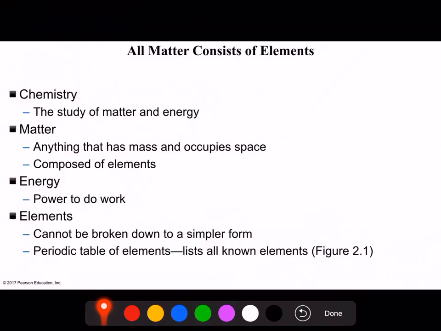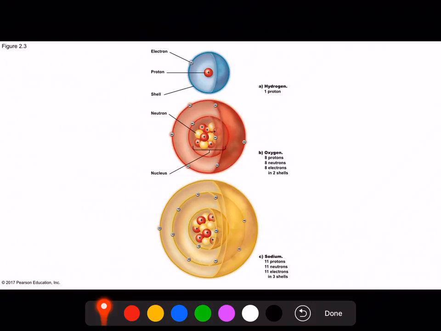Energy is the power to do the work. Now, the elements are very tiny structures, and these cannot be broken down to a simpler form. And we have the periodic table of elements that lists all known elements, and this is something you can see in your book in figure 2.1. Okay, now these are the basic structures of matter, which are atoms.